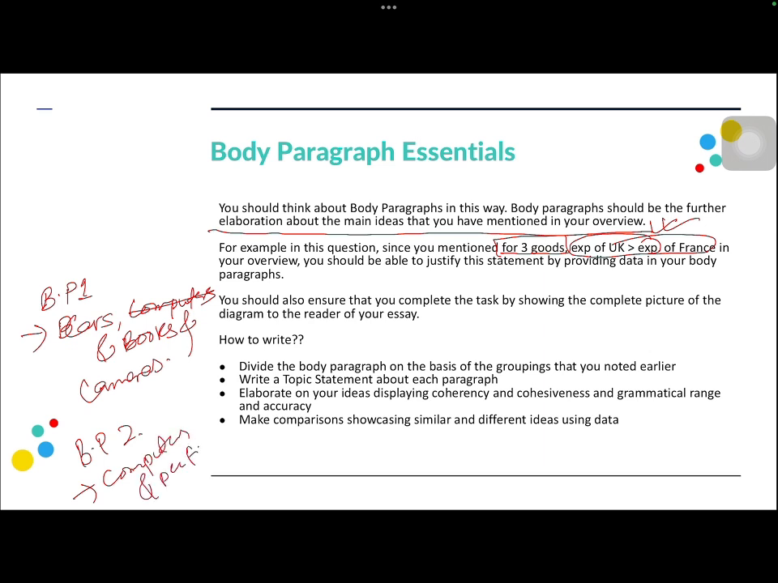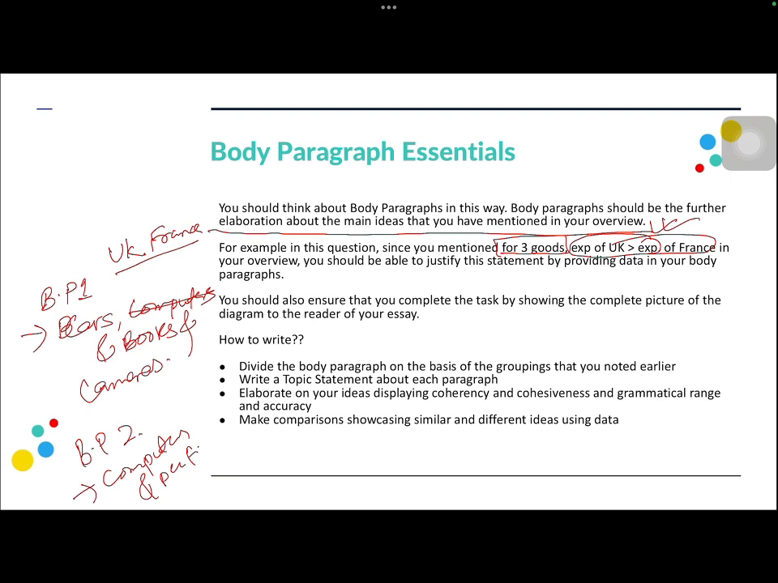In this case, we talk about the expenditure of both the UK and France by comparing the kind of expenditure they are making in these consumer goods, right? So if you divide the body paragraphs this way, your essay is going to be a coherent essay. Now there are obviously other ways of writing your body paragraphs and making them coherent as well, but this is one very straightforward way, right? So during note-making, your essay is going to depend on what kind of ideas you have generated during the note phase.